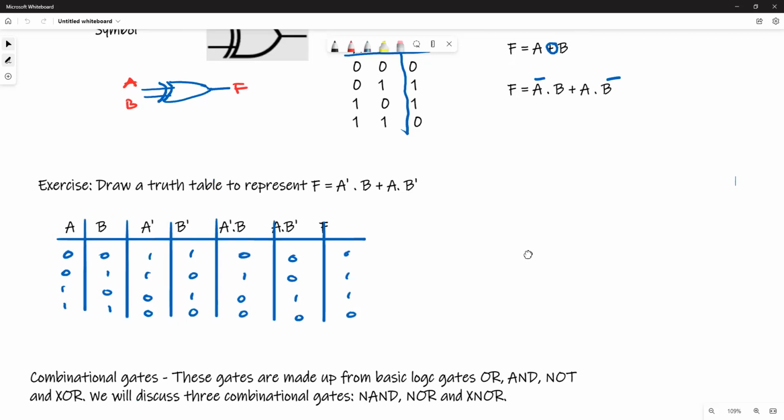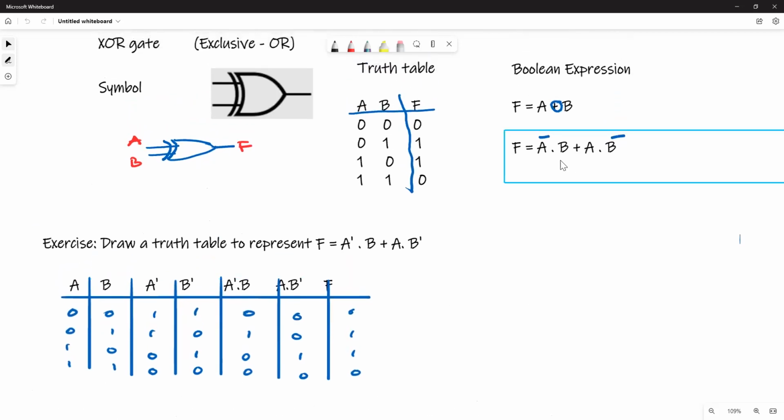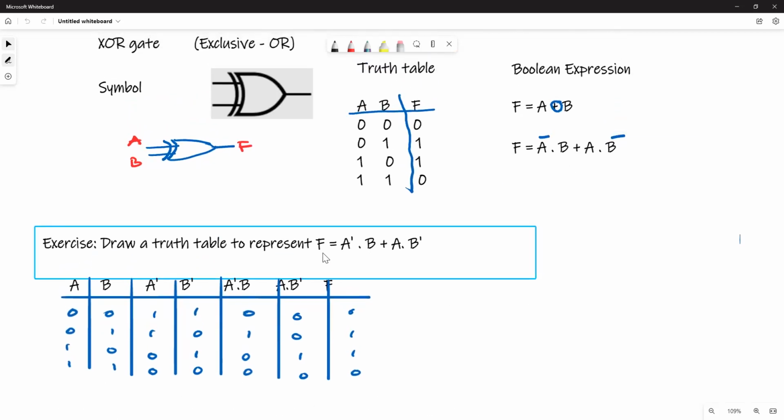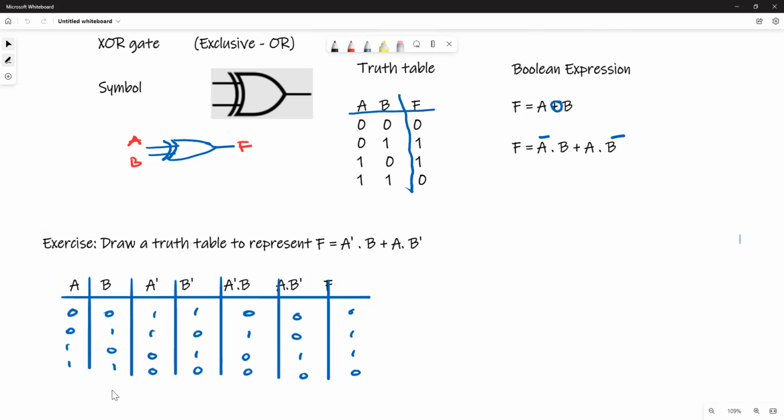So we have drawn a truth table to identify this. When you actually draw the truth table, you will see that the outcome of F is similar to the outcome of exclusive OR.